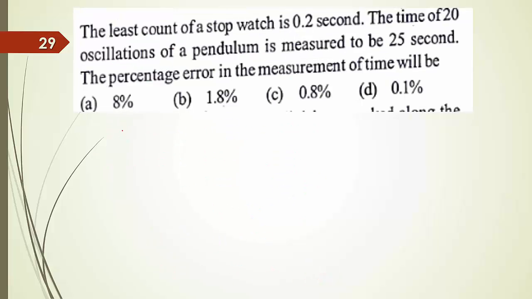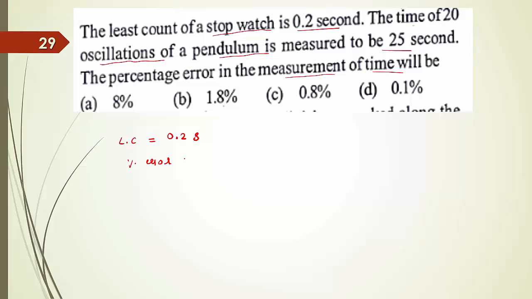Question number 29. The least count of a stopwatch is given 0.2 second. The time of 20 oscillations of a pendulum is measured to be 25 seconds. The percentage error in the measurement of time will be. Least count for the stopwatch is given, LC equal to 0.2 seconds. So we have to find the percentage error in the measurement of time.